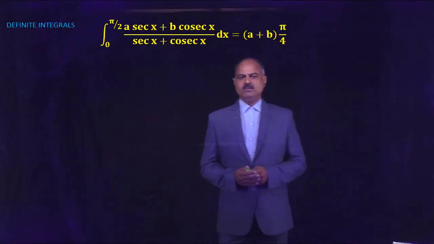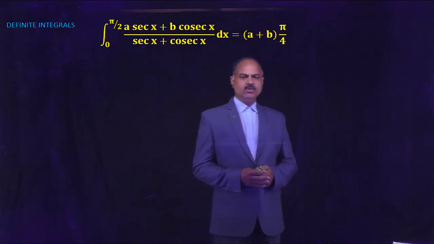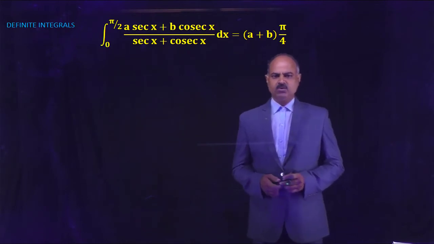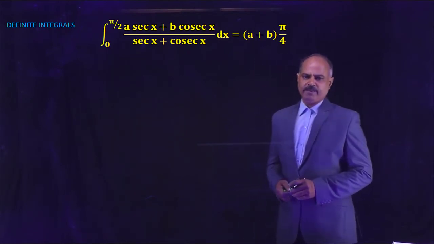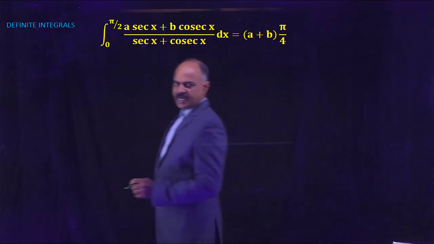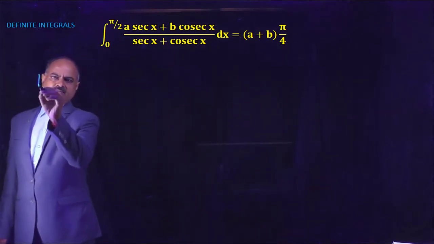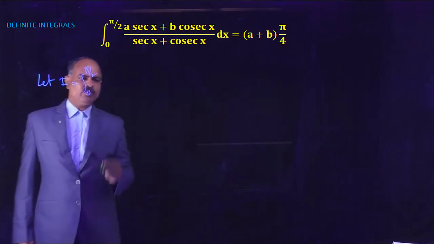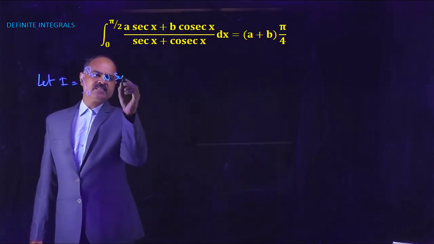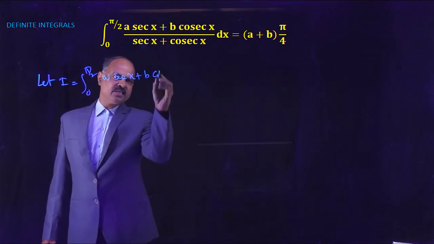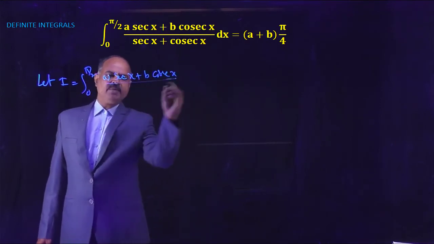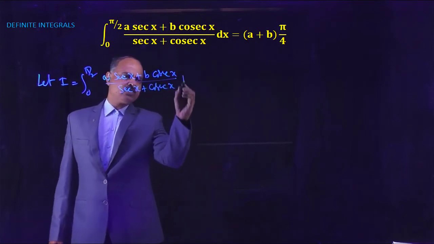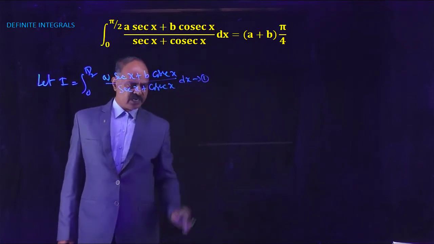Next formula: the integral from 0 to pi by 2 of (a secant x plus b cosecant x) by (secant x plus cosecant x) dx is equal to (a plus b) into pi by 4. Let I be equal to the integral from 0 to pi by 2 of (a secant x plus b cosecant x) divided by (secant x plus cosecant x) dx. This is equation number 1.